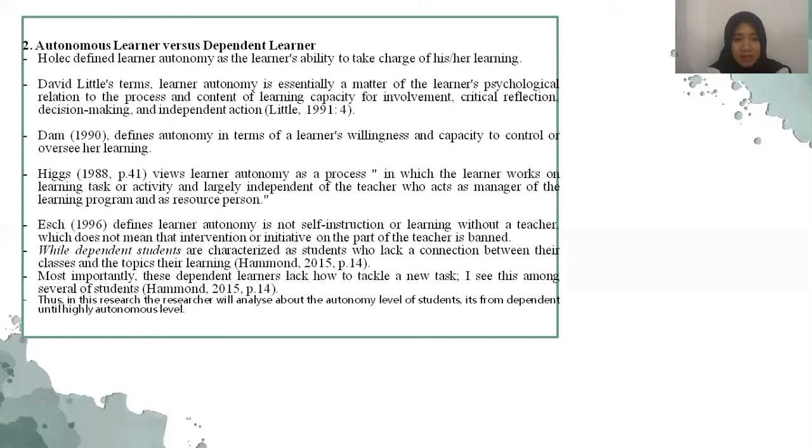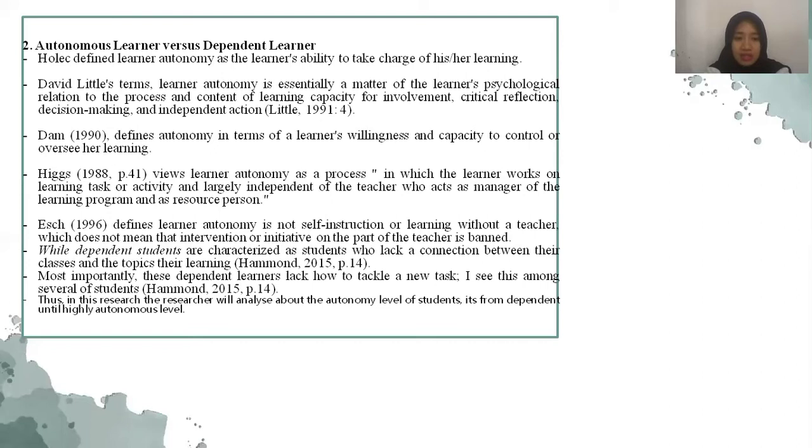Based on Hicks 1988, page 41, views learner autonomy as a process in which the learner works on learning tasks or activity largely independent of the teachers, who act as managers of the learning program and as resource persons. Based on Aiken 1996, learner autonomy is not self-instruction or learning without a teacher, which doesn't mean that intervention or initiative on the part of the teacher is bad. While dependent students are characterized as students who lack a connection between their classes and the topics they're learning, based on Hammond 2015, page 14. Most importantly, this dependent learner struggles with how to tackle a new task. I see this among several students, based on Hammond 2015, page 14.